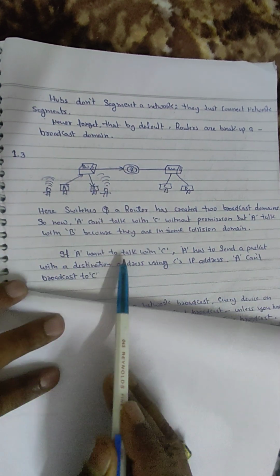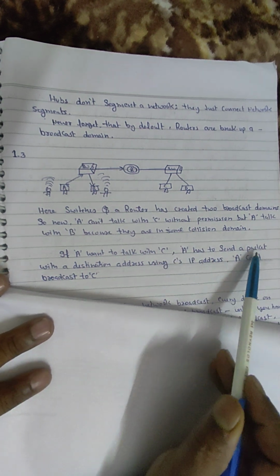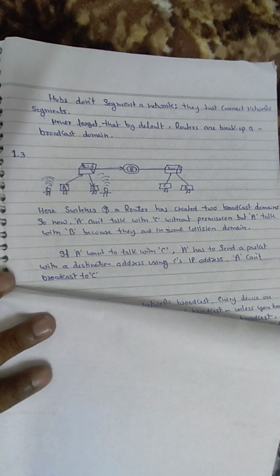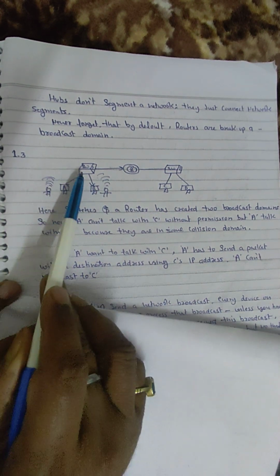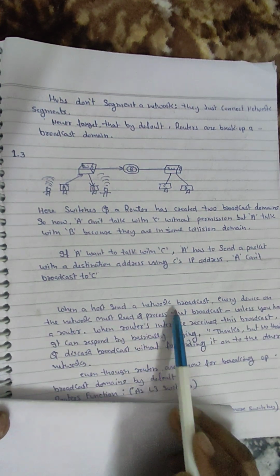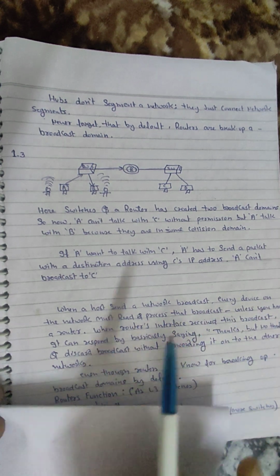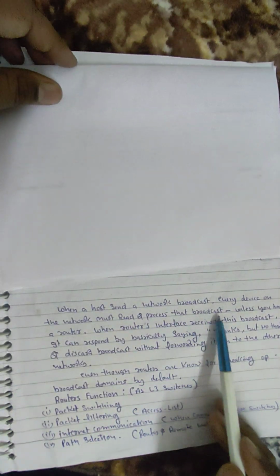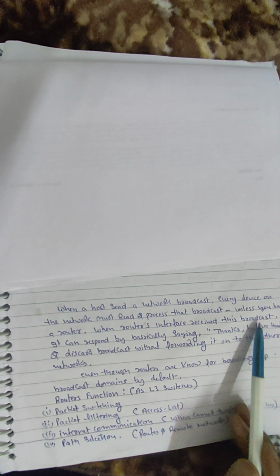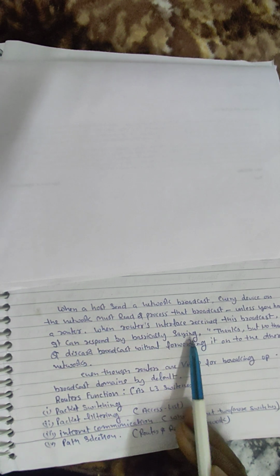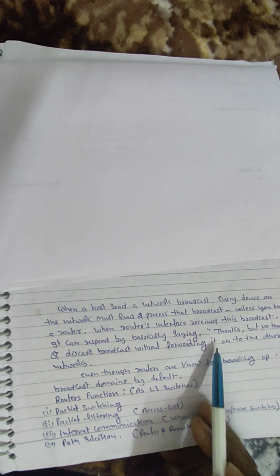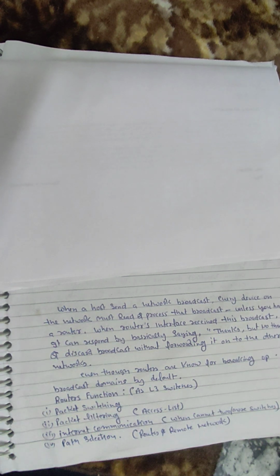Okay, if A wants to talk with C, A has to send a packet with a destination address using C's IP address. A can't broadcast to C. So when a host sends a network broadcast, every device on the network must read and process that broadcast unless you have a router. When a router interface receives this broadcast, it can respond by basically saying thanks but no thanks, and discard the broadcast without forwarding it on to the other network.